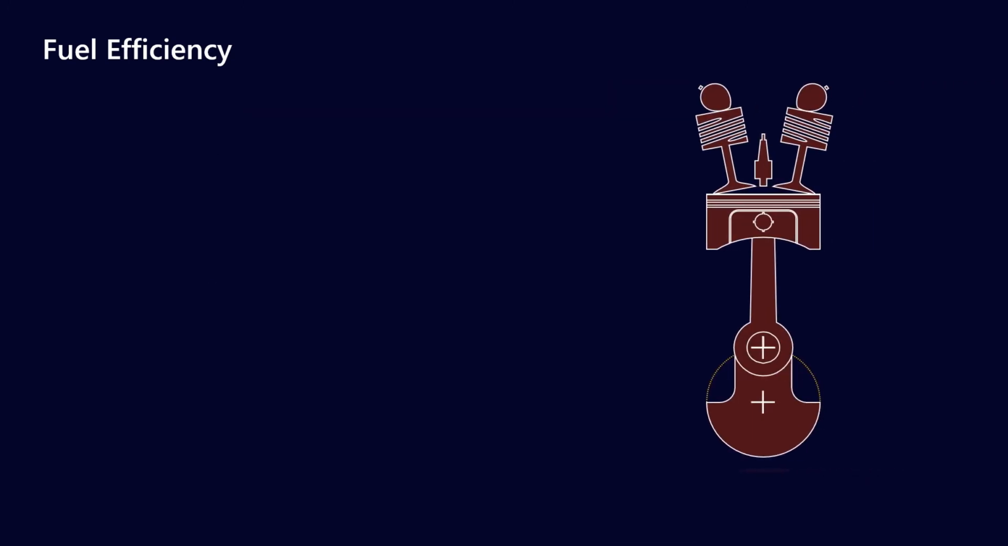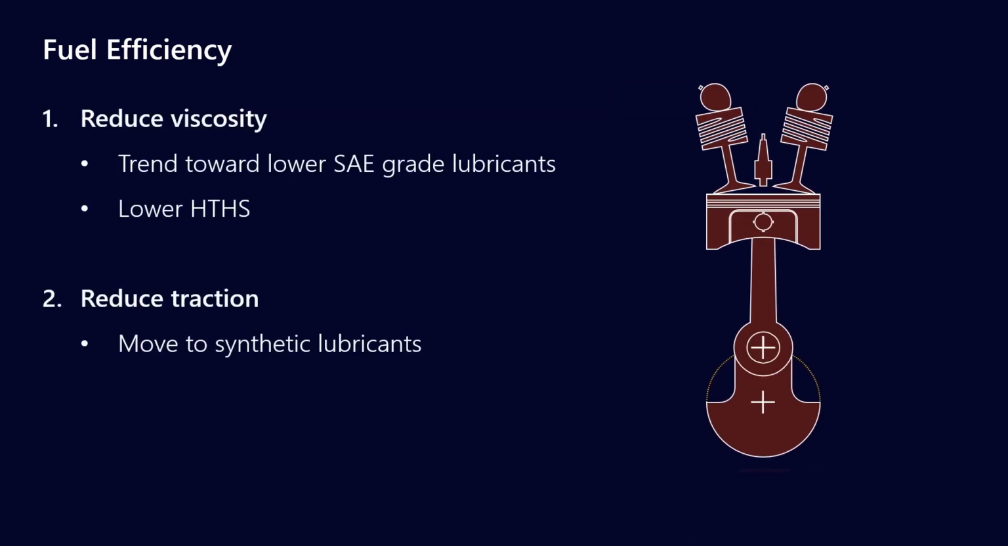So how do we improve fuel efficiency in an engine? Well, there's really only a couple of ways. You can reduce the viscosity, and you can reduce the internal friction of the lubricant. So reducing viscosity comes in two forms. There's a trend towards lower SAE grades. So where a diesel engine oil typically would have been a 15W40, we're now starting to see factory fill with 10W40, 10W30, and even some synthetic 5W30s.